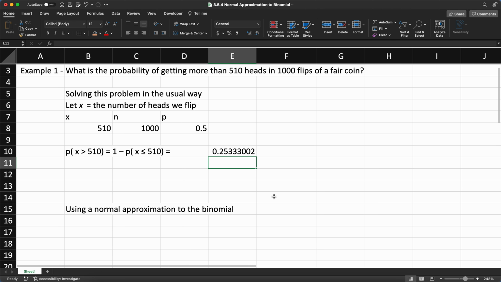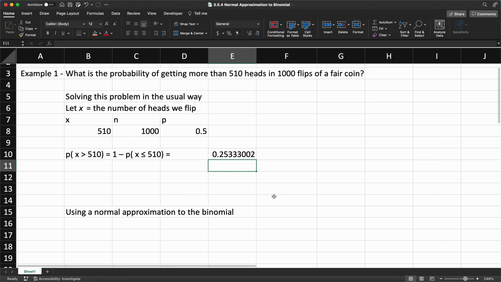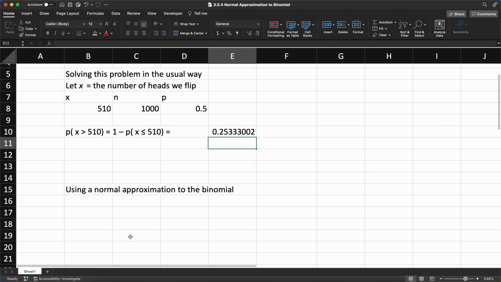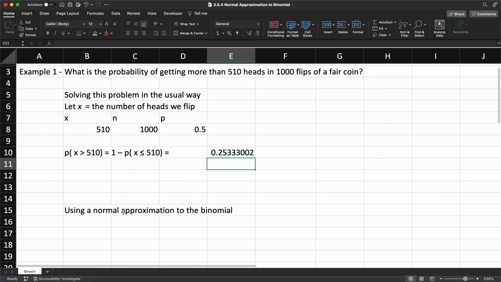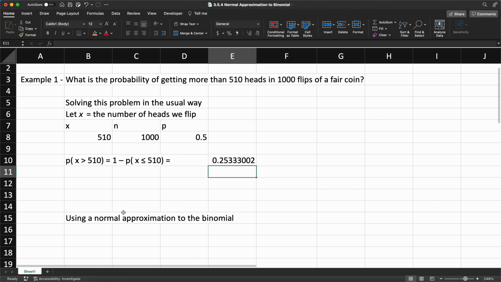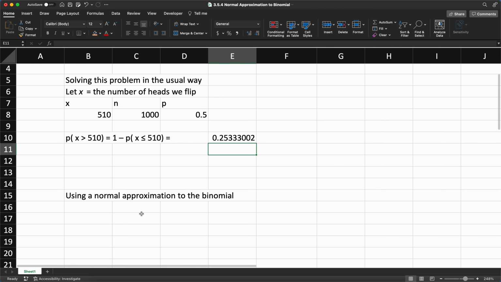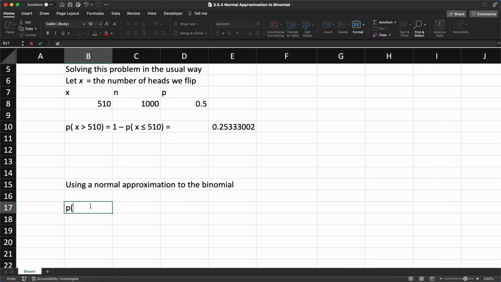So now let's do this in a way that historically, we didn't always have computers. What if you didn't have a computer program like Excel available to you? How would you find this answer? How would you find the probability that we're getting more than 510 heads in 1,000 flips? Well, it starts the same way. Remember, binomial random variable is discrete. We want to find the probability that we get more than 510 heads, which is the same thing as doing 1 minus the probability that we get less than or equal to 510 heads.